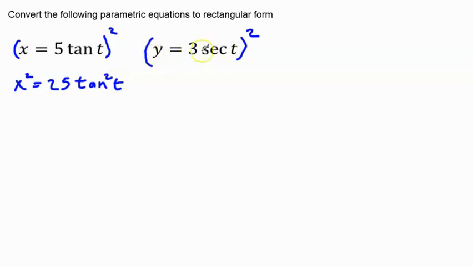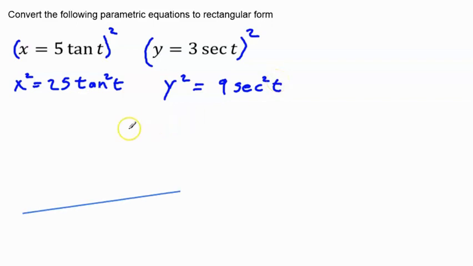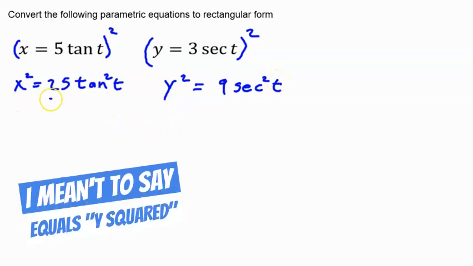And if we square the other one, now it's going to be y squared equals, and then if you square that side, that's going to be 9 times the secant squared. And it's 9 because we're squaring 3. 3 times itself is 9. So 9 secant squared equals t.